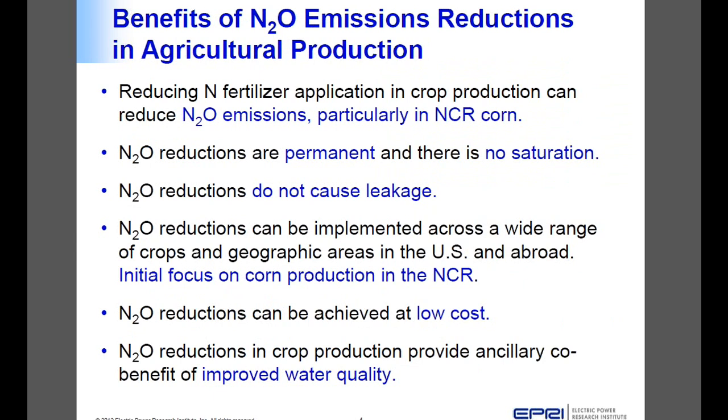Also, the approach that we've developed basically can be done by farmers very cheaply. It can be done at very, very low cost, with virtually very few hard costs for farmers to actually implement this technology.